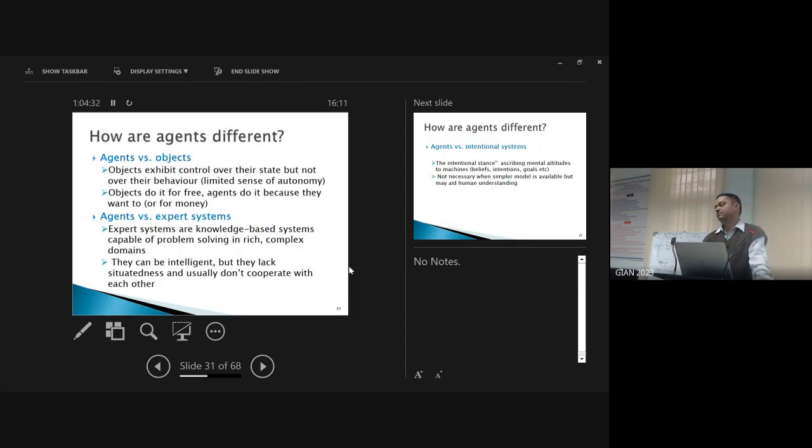I have already discussed agent versus object: an agent has more autonomy. Agents versus expert systems: an expert system, as I said, is more like a knowledge base, a collection of huge knowledge. You can infer something from that knowledge base, but you cannot think of social ability or proactive behavior. When you talk about an agent, it is more proactive and has social ability, where multiple agents work collectively together.